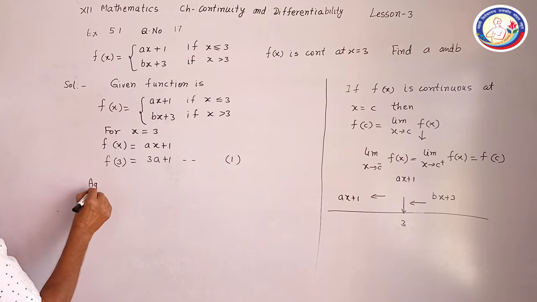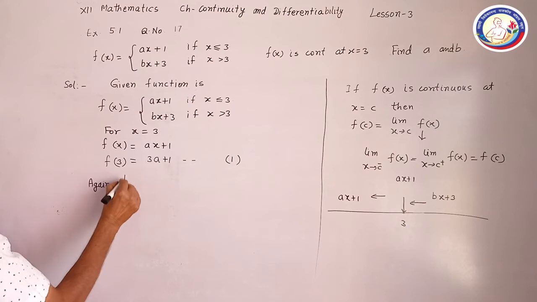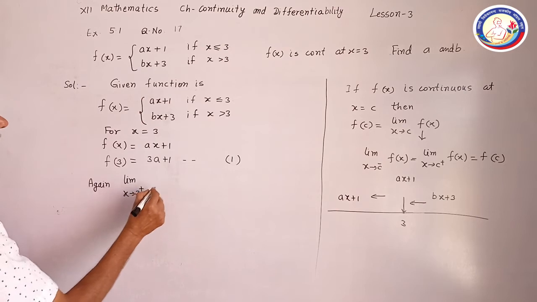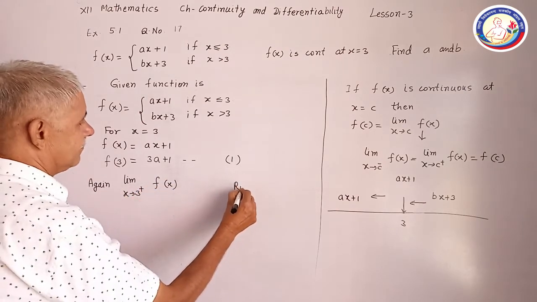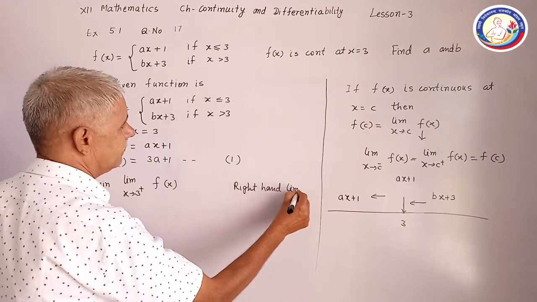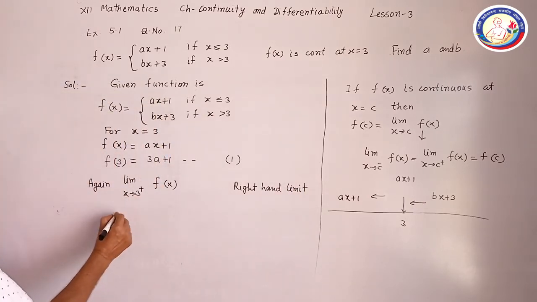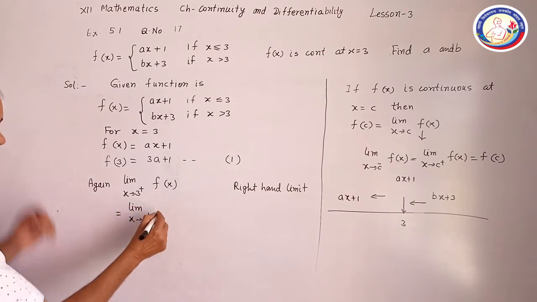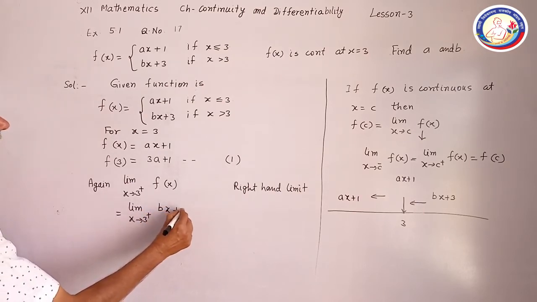Again, further, limit x tending to 3 plus f(x). We are finding here the right hand limit. So here we will get limit x tending to 3 plus, the function will be bx plus 3.